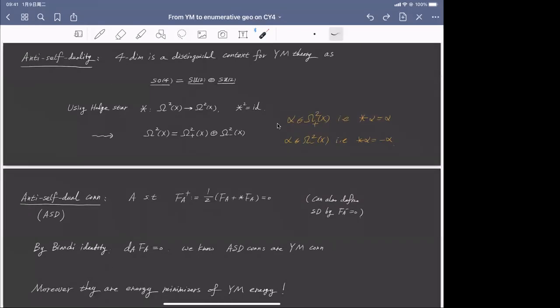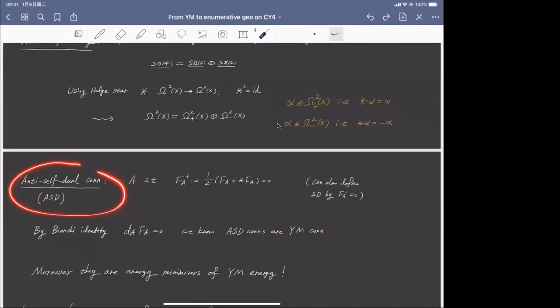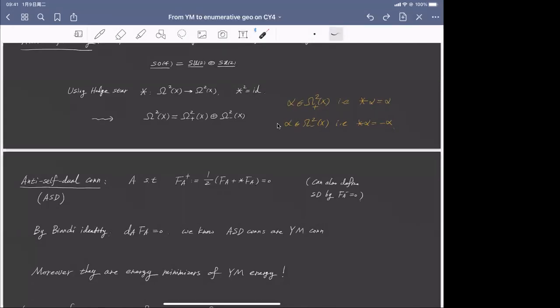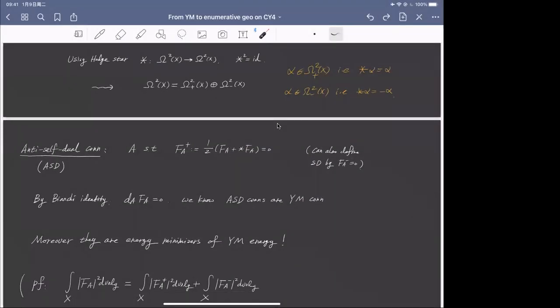Okay. So similarly, we can also define self-dual connections, where the minus part is 0. So how does this anti-self-dual connection link with the Yang-Mills connection? By the so-called Bianchi identity, if we apply this connection to the curvature, then this is always 0. So this is called the Bianchi identity.